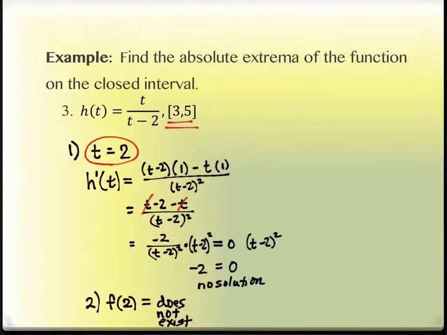So I don't have a critical number value point. I don't have one to test. The only thing I can do is move on to step 3, which is to test my endpoints. So I would find f of 3 and f of 5. They aren't f's, they're h's, aren't they? So h of 3 and h of 5.